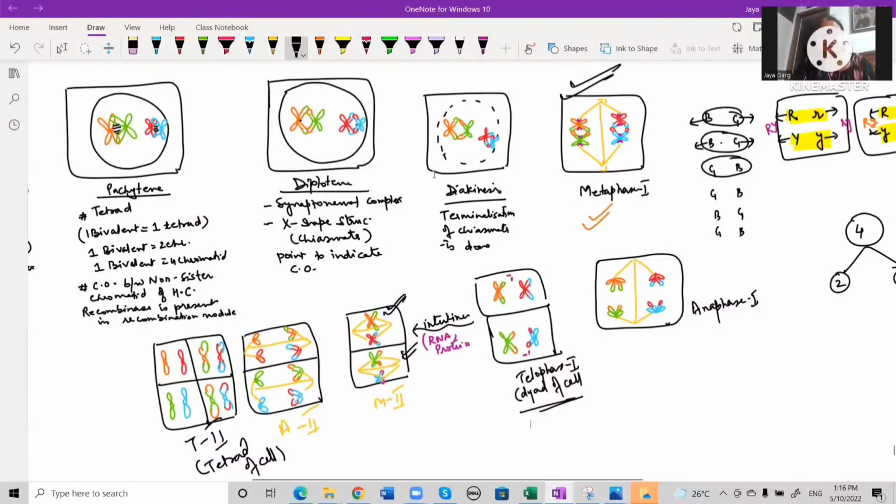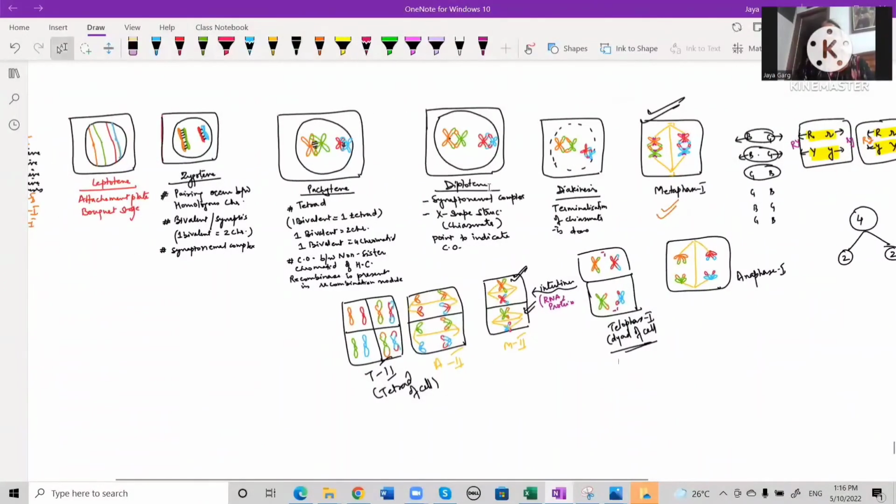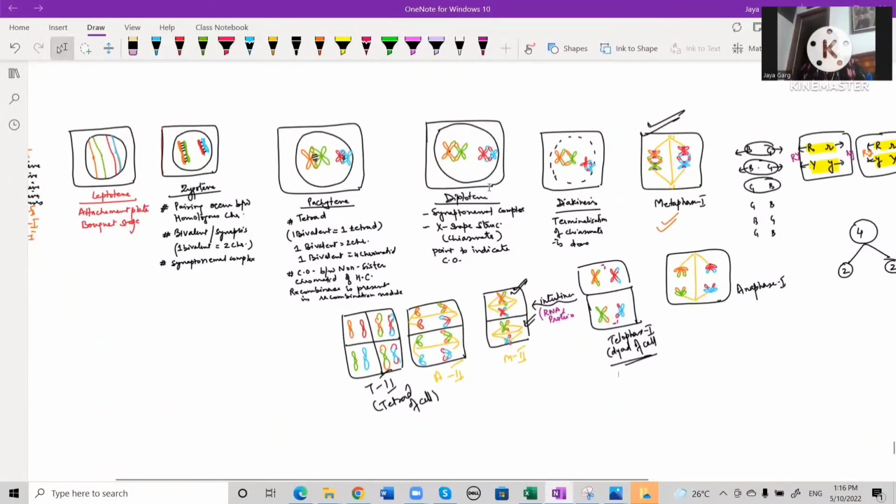Now you do one thing, I'll suggest it. Analyze this entire meiosis properly. I think the picture will become very easy for you now. Now let us see the NCERT, beta.